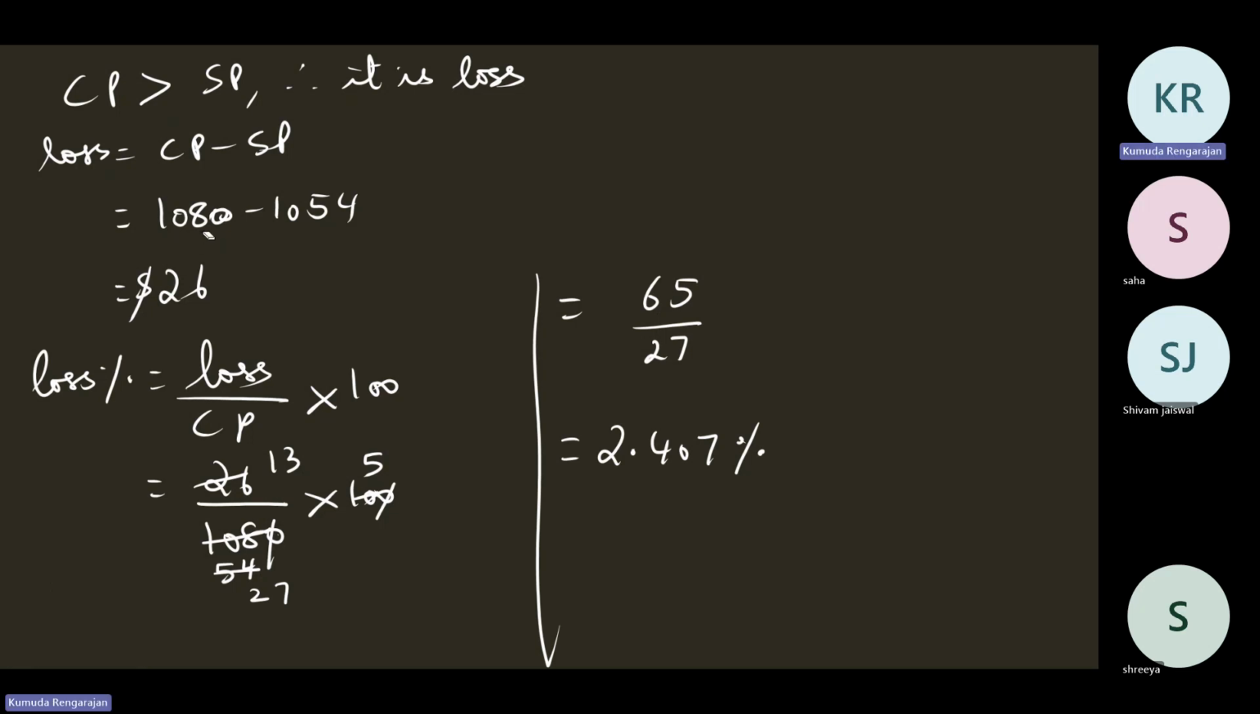So whenever we have to find the total profit percent or total loss percent, you should know the CP of both. You must know the SP of both. Then find the total CP, find the total SP, compare the CP and SP and identify whether it's a profit or loss. Accordingly, find the profit or loss. And if it's a profit, you should find the profit percent. If it's a loss, you should find the loss percent using the formula.